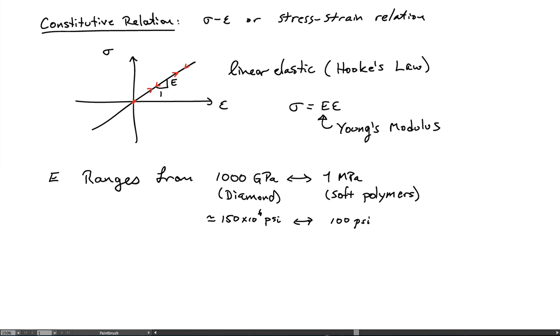If you're working in the U.S. customary system, that's something like 150 million psi to about 100 psi. A very common example would be something like steel. Steel, the modulus is roughly 200 gigapascals, so GPa, which is also roughly 30 million psi. So those are good numbers to keep in the back of your head when you're thinking about the value of the Young's modulus.